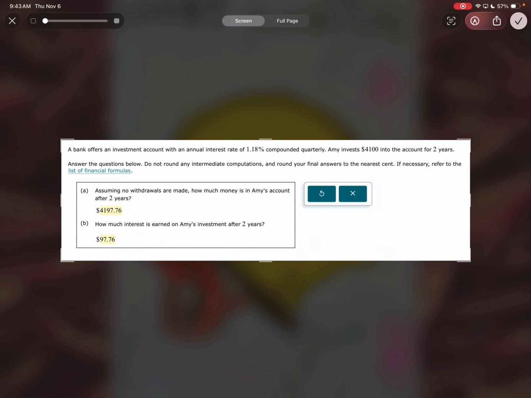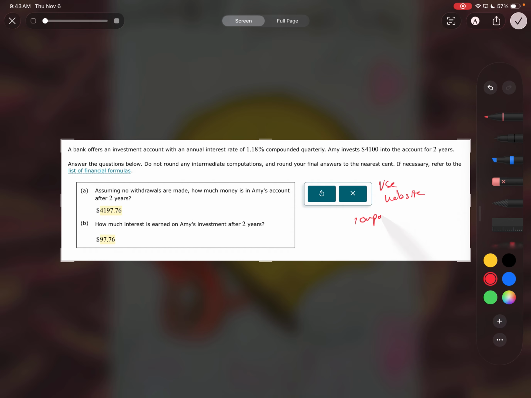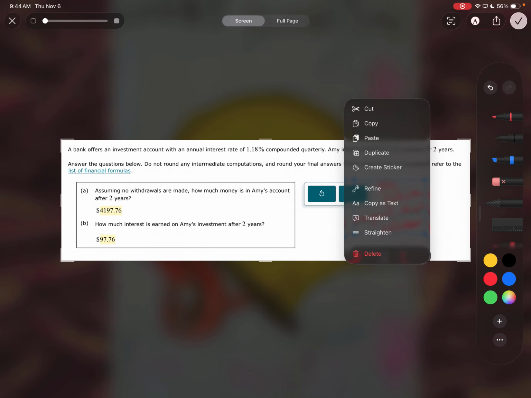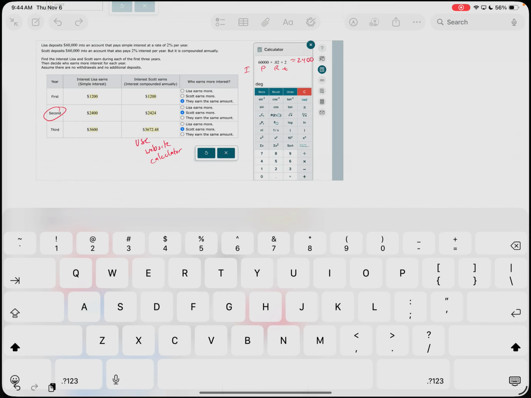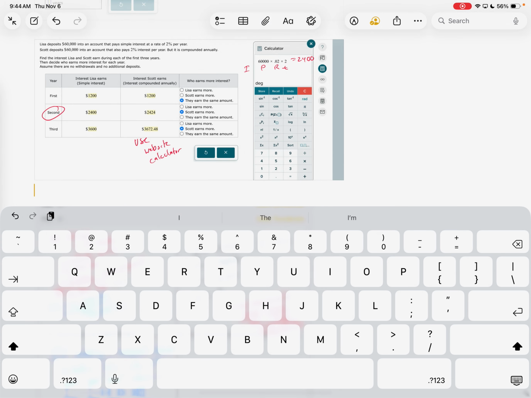I guess I could say use website compound interest calculator. All right, on the test worksheet, what I want you to do on this one is just write what you put in the calculator.